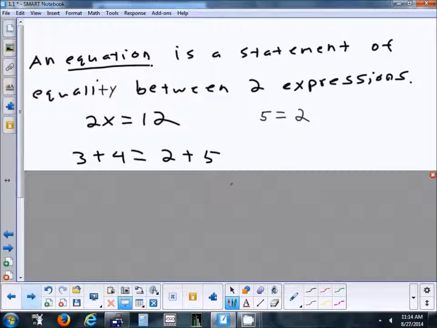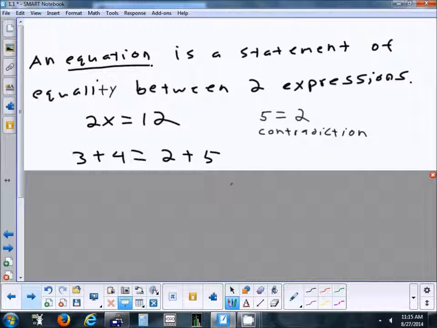Anybody have any comment about any of those 3? Anything at all? Andy, what do you think? Any comment about any of those three equations in general? 5 equals 2. Sure, let's look at 5 equals 2. What do you notice about 5 equals 2? 5 doesn't equal 2. That's a contradiction. It's an equation and it's false.